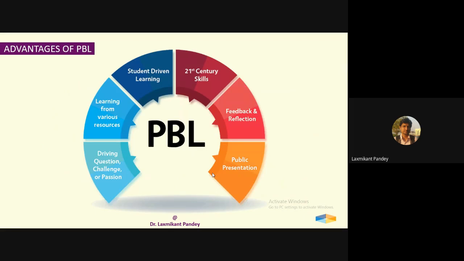Okay, so the major advantage of project-based learning is that this is called student-driven learning. Means students are involved in the process of learning. That is a very important thing. Students learn from various sources. When you give one problem to the students, they are not only depending on the book for the solution of that problem. They have interaction with other fellows, and they search Google for that particular problem.